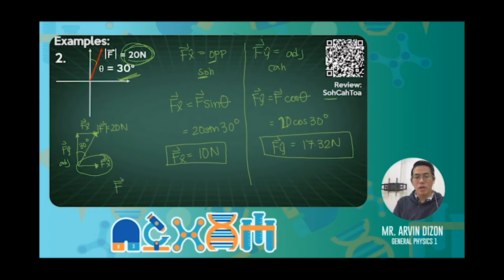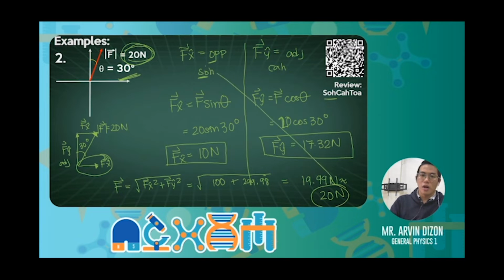So let's do that. Our formula would be F equal to the square root of Fx squared plus Fy squared. That would be the square root of 10 squared. So let's solve it first, 10 squared is 100 newtons, plus 17.32 squared, which is 299.98. The square root of 100 plus 299.98 gives us 19.99 newtons, rounded off as 20 newtons, similar to our value here.